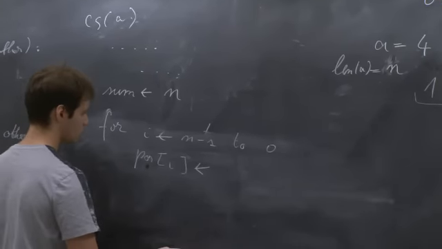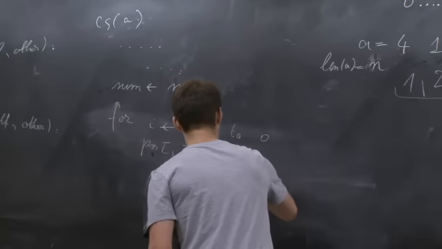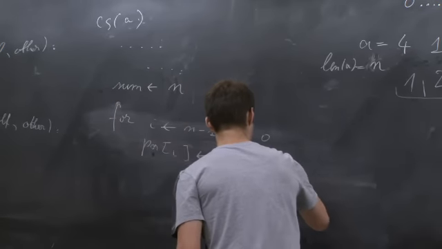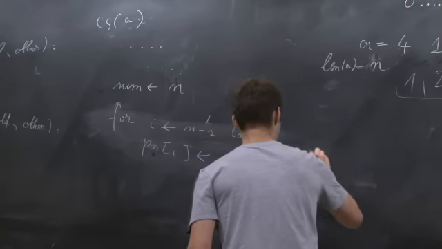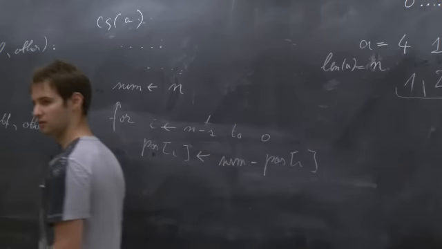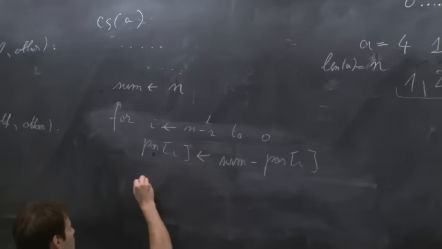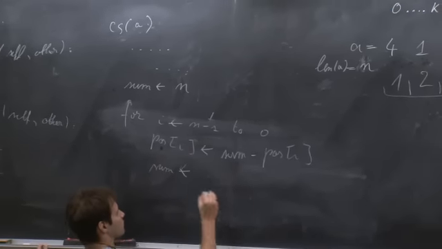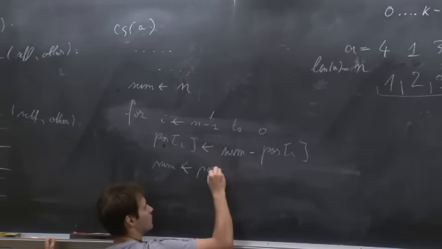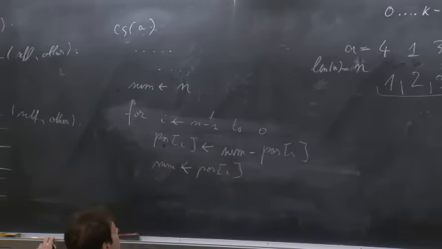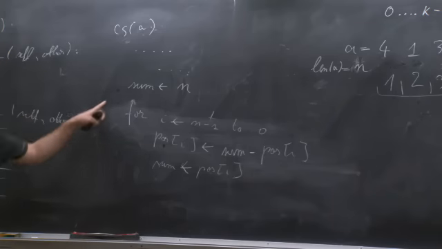Well, length of A, equals, right? Sum minus pos of I. Okay, very good. And then update sum. Sum equals pos of I. Sweet. No temp variables aside from this, I guess. How does this look?